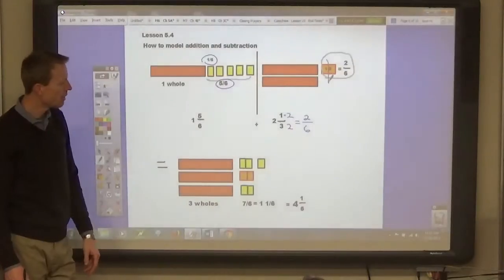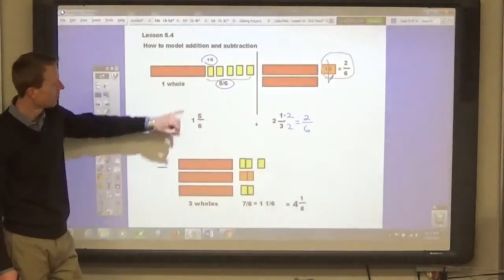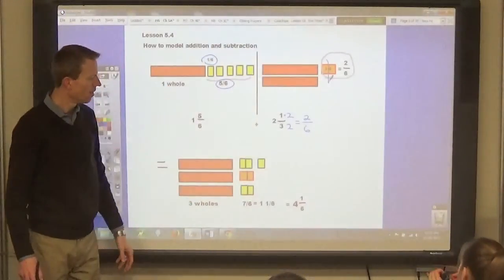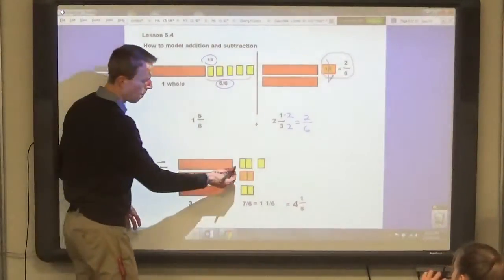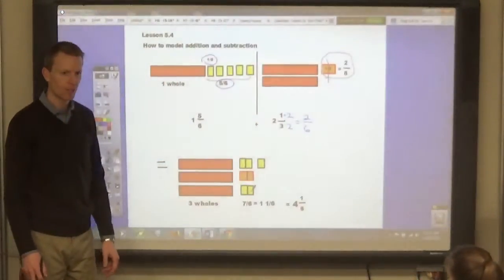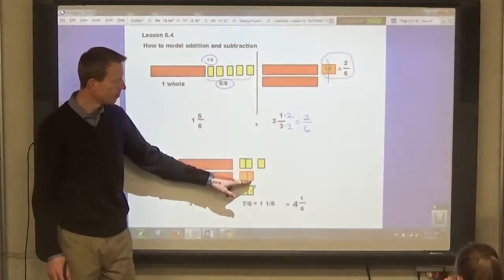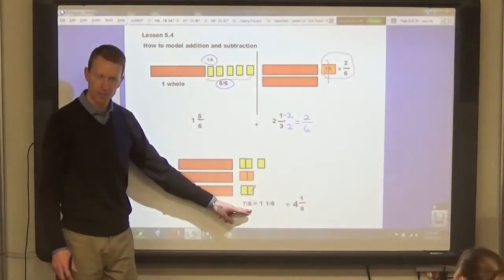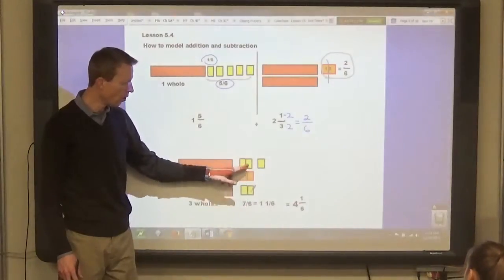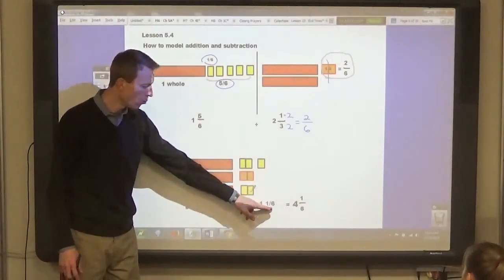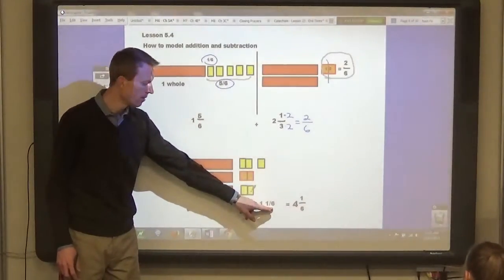Now, if we took these pieces and put them all together, we have 3 wholes. You can all see that. Count them up. 1, 2, 3. Then 5/6. 1, 2, 3, 4, 5. And 2 more sixths is 7/6, isn't it? Right? Yeah. You can see that? So this makes 1 whole, and we have 1/6 left over.